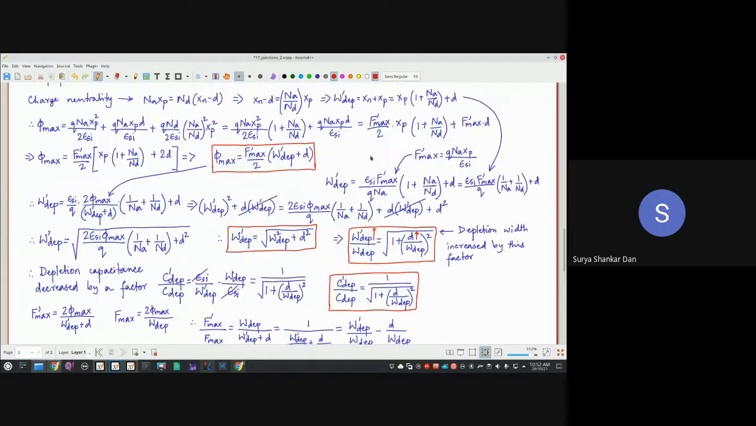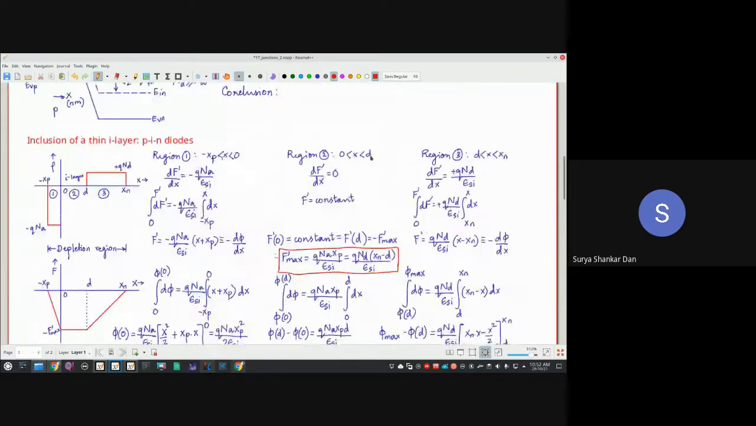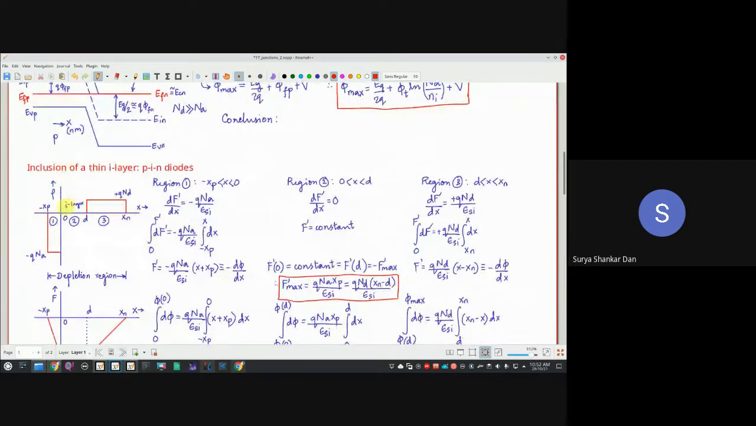Is it always true? Of course. Notice that if D is increasing, that means from minus xp to xn, this distance, that is xn plus xp, increases. So let me show it like this. W depth, depletion width, is equal to simply xn plus xp, right?